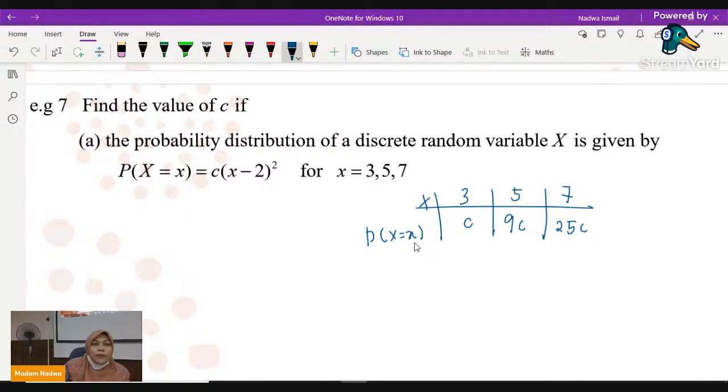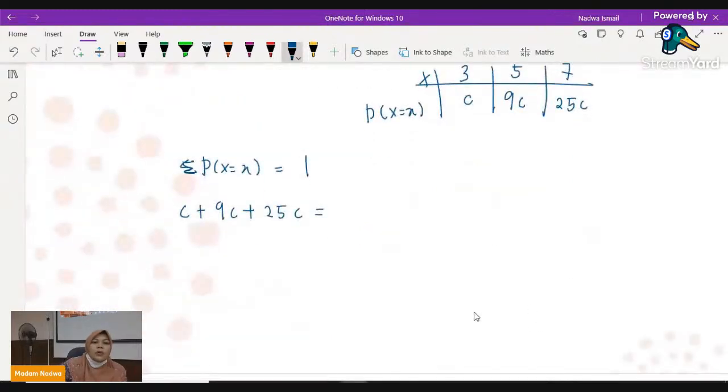So what we know is that the total probability must be 1. Summation of P(X = x) must equal 1. So the summation of this is C plus 9C plus 25C, which equals 1. So 1 plus 9 is 10, plus 25, 35C equals 1. So C equals 1 over 35. So we just use the property of the PDF here.